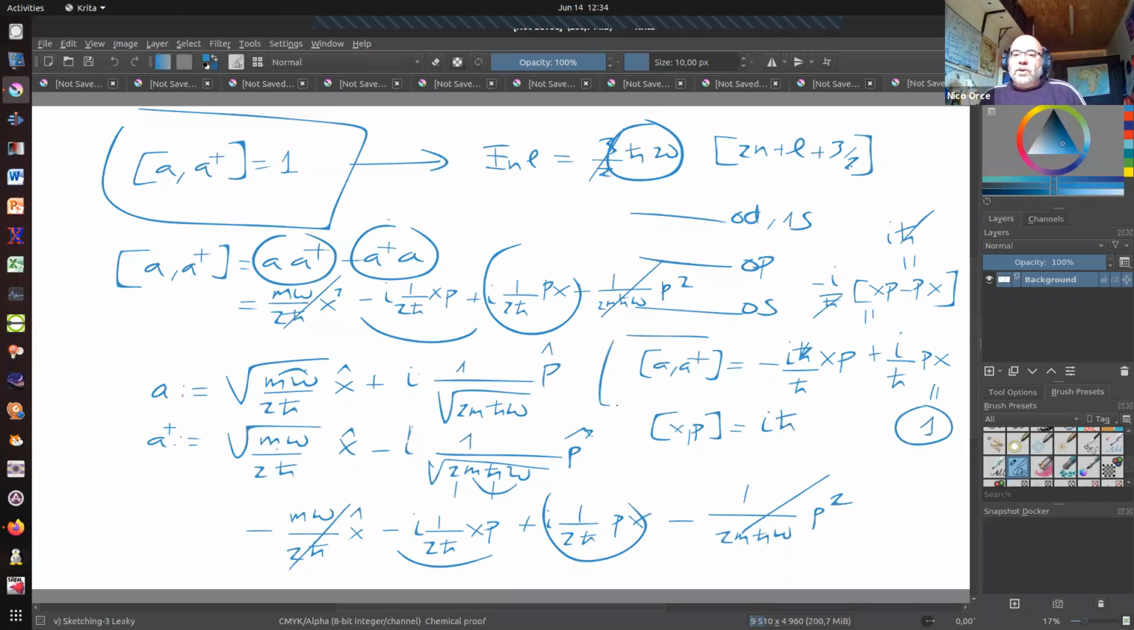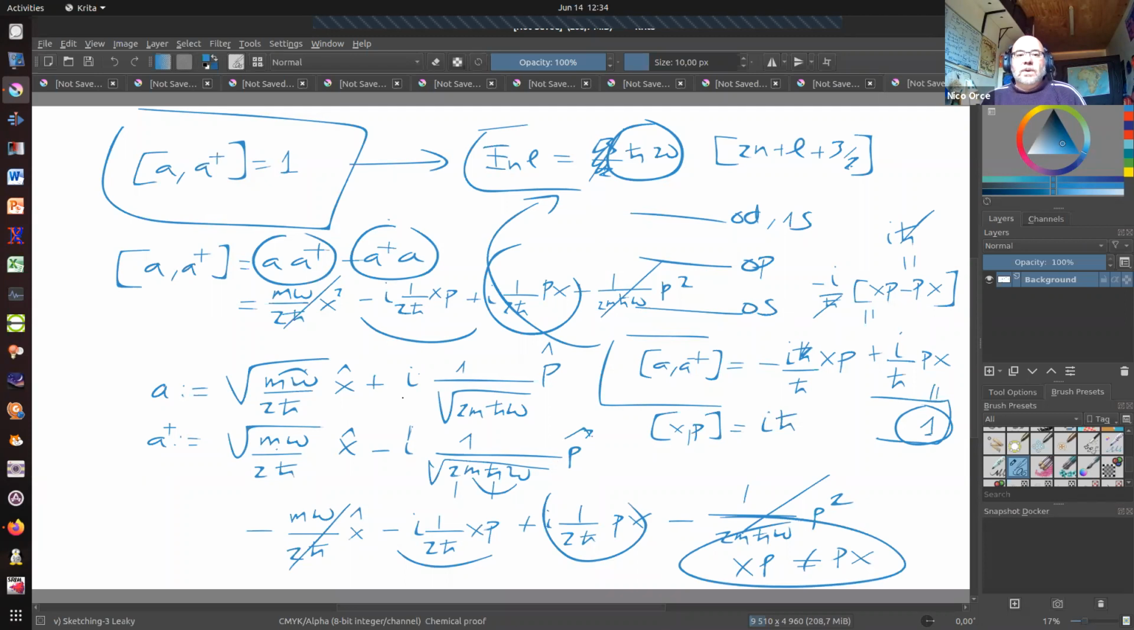So we reach this conclusion right here, which is crucial for us to determine the energies of the harmonic oscillator. Remember that when we do this, the ordering xp is different to px, right? The ordering is very important on the operators. These are operators, these are not any variables, so the order matters a lot. All right, guys.